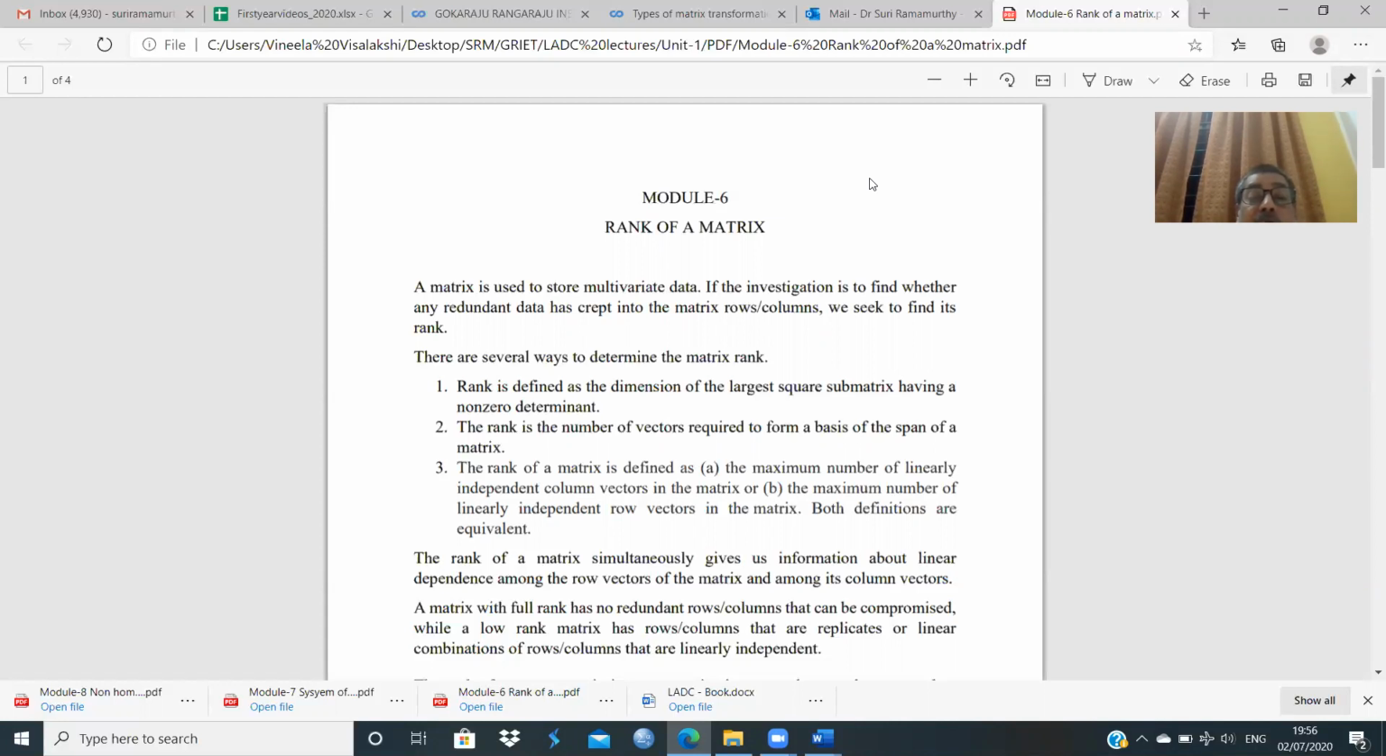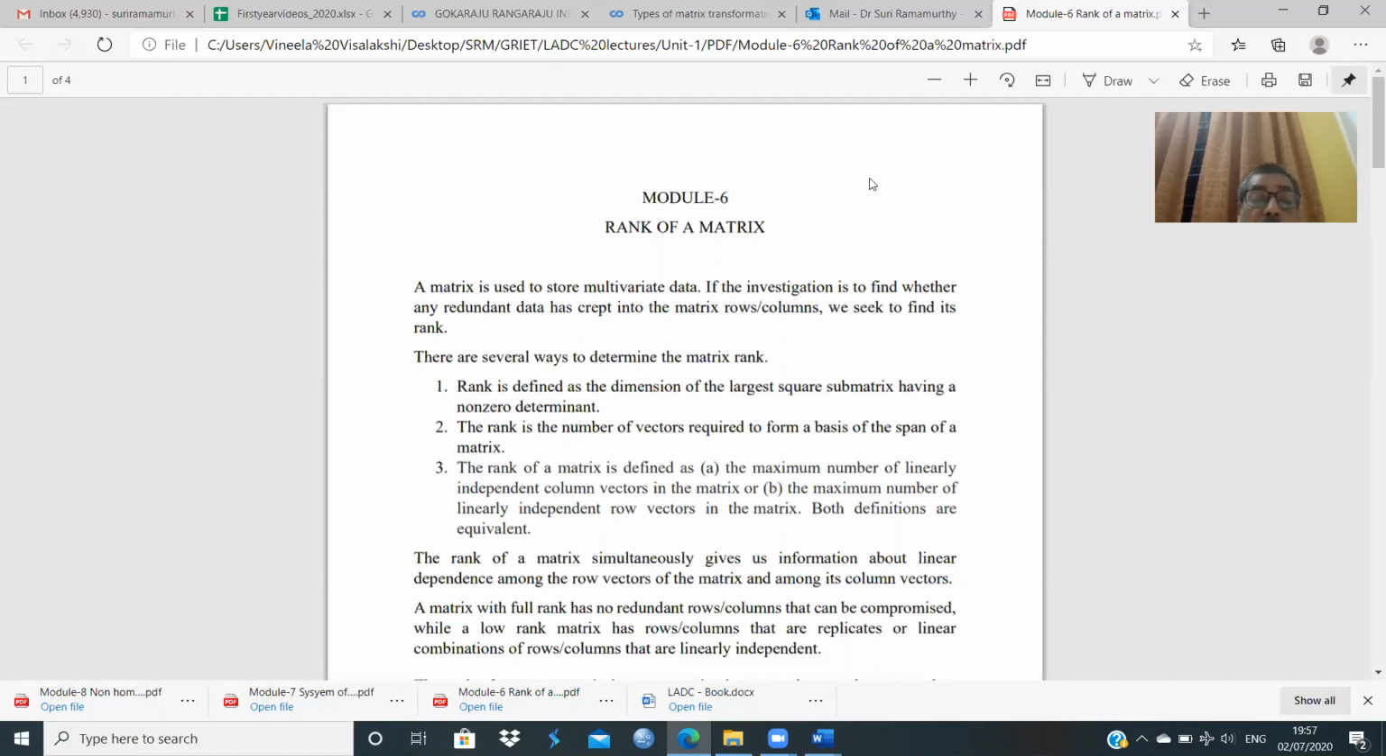The rank is defined as the dimension of the largest square submatrix having a non-zero determinant. This is one technique which can be applied for matrices with small dimensions. Then the rank is the number of vectors required to form a basis of a span of a matrix. This is a slightly complicated definition. The third one: the rank of a matrix is defined as the maximum number of linearly independent column vectors in the matrix, or the maximum number of linearly independent row vectors in the matrix. Both definitions are equivalent.